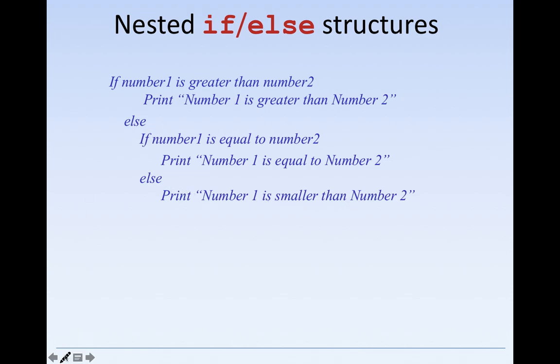One tip about the nested structure that I like to give to my students is that each else refers to the if just above it. So this else refers to this if.